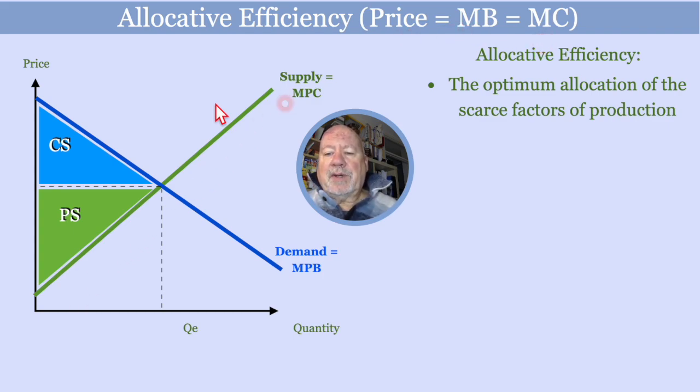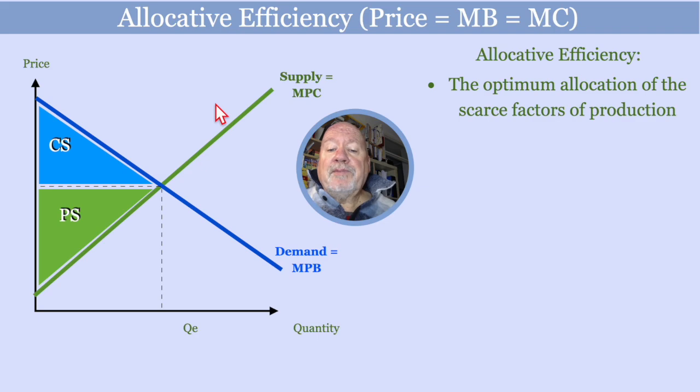Our standard supply and demand curve. Supply is a reflection of the marginal private cost, demand a reflection of your marginal private benefits. Therefore you have a lovely consumer surplus here, producer surplus here, hopefully you know what those are, and when you're at equilibrium here, you have basically maximized those two surpluses, and so it is the optimal allocation of those scarce factors.